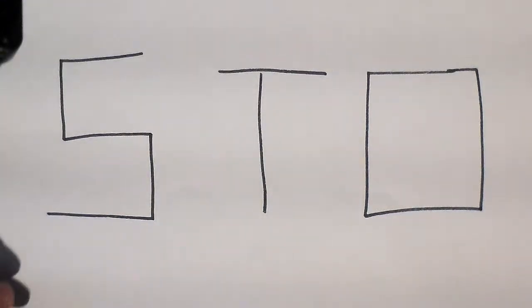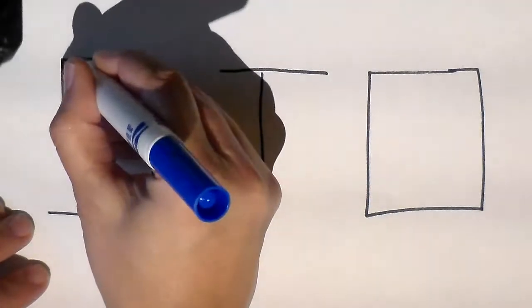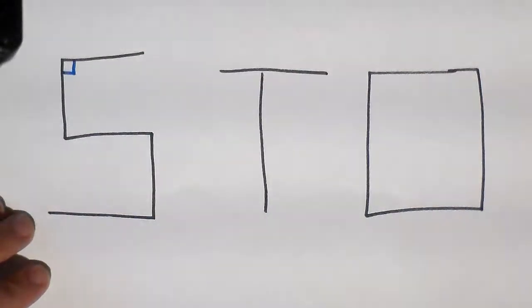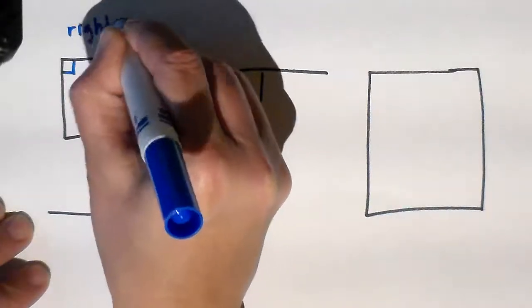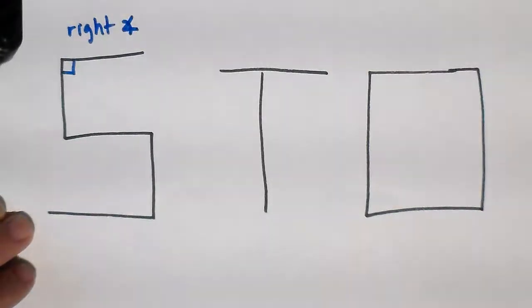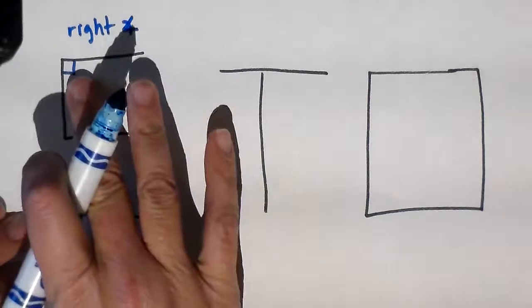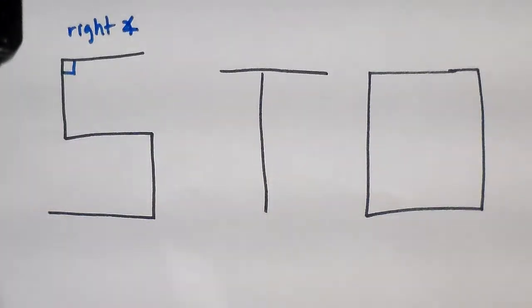So let's say you want to do your name. Well, first of all, what do you see right there? I see a right angle. If you look on your rubric, you're required to have at least one right angle. So this satisfies the right angle piece.